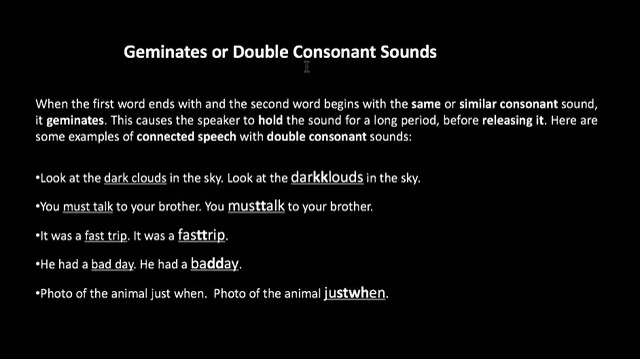Geminates are double consonant sounds. When the first word ends with, and the second word begins with, the same or similar consonant sound, it's called geminates. This causes the speaker to hold the sound for a long period before releasing it. Here are some examples of connected speech with double consonant sounds. Here we have the examples. Well, imagine that we have one word that finishes with the letter K and the next one starts with the letter C. That is a K sound.